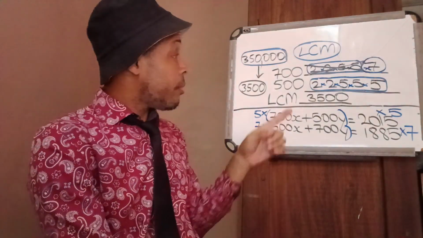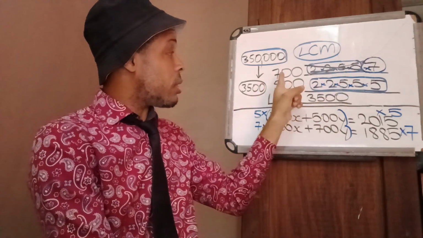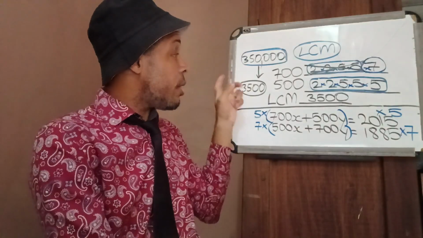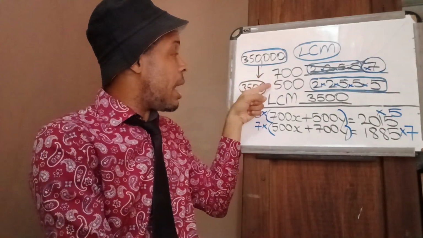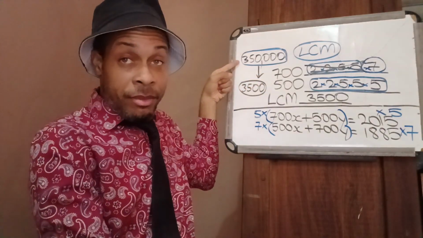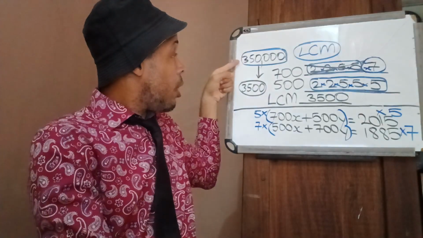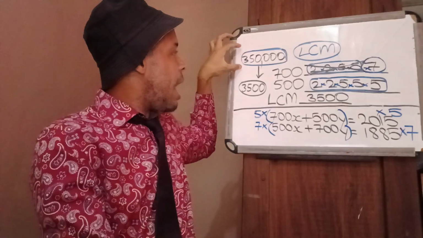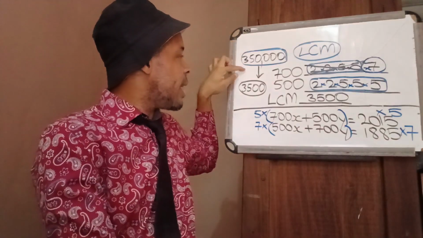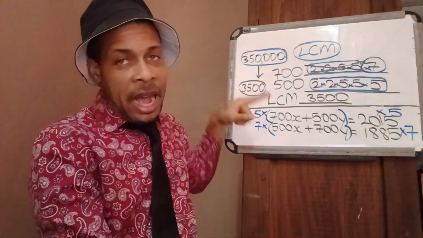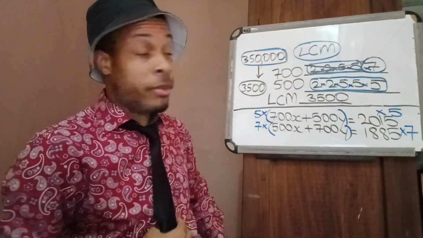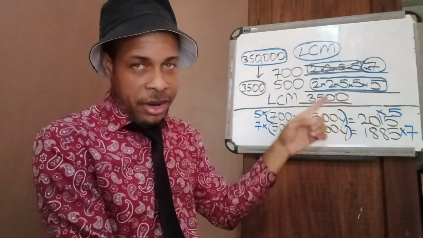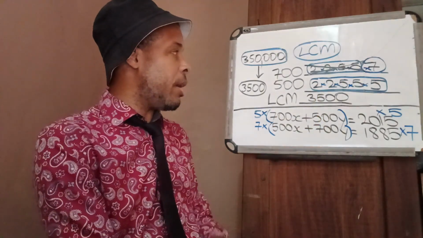Now watch this. Imagine we had this for our 700 and we had this for our 500. Imagine if we thought, let's multiply 700 by 500. You'll end up with that right there. How would you know when to stop after repeatedly dividing until you get this number here as your LCM? How would you know? That's why the method that I show you here is what we need to bear in mind, right?